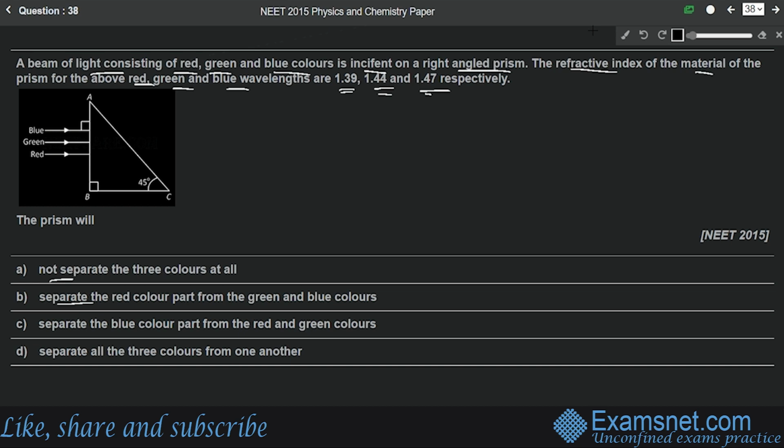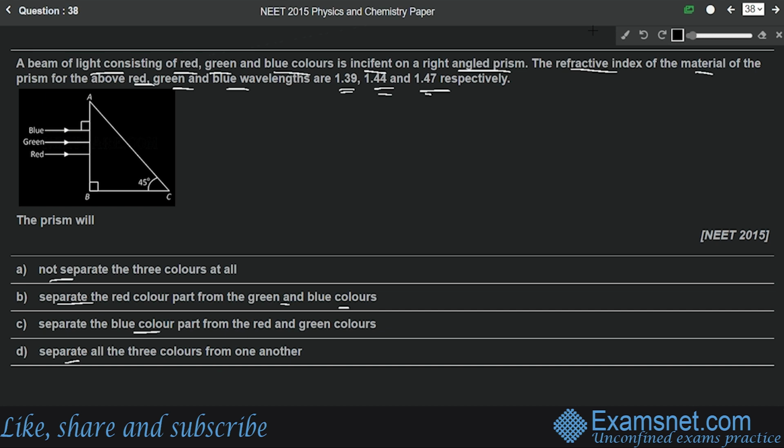Option B, separate the red color part from the green and blue colors. Option C, separate the blue color part from the red and green colors. And the last option is separate all the three colors from one another. So we'll check which color will undergo total internal reflection and which color will not. So this will tell us whether the colors will be separated or not.